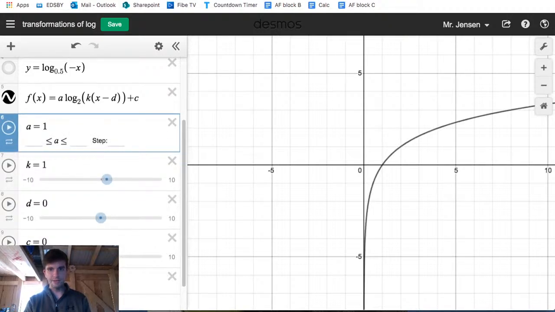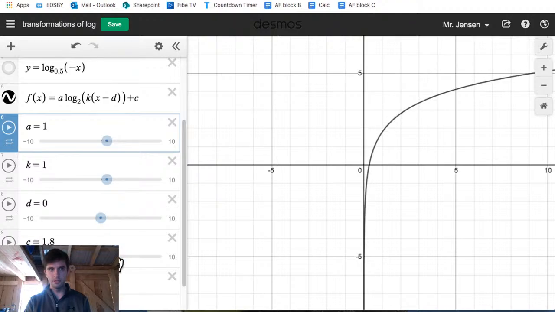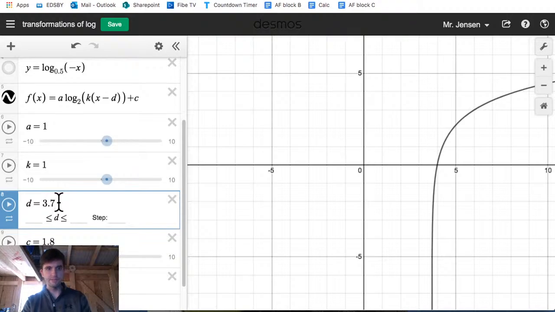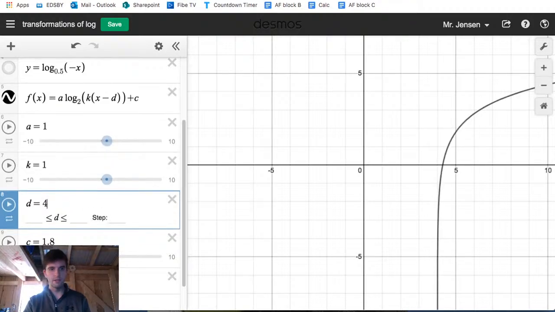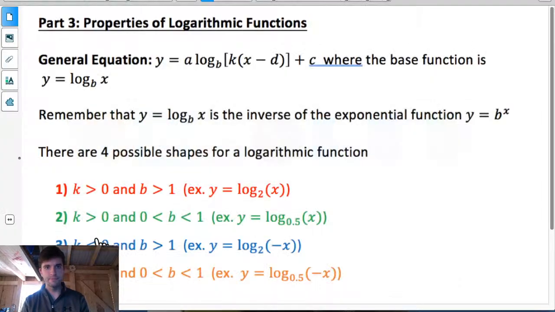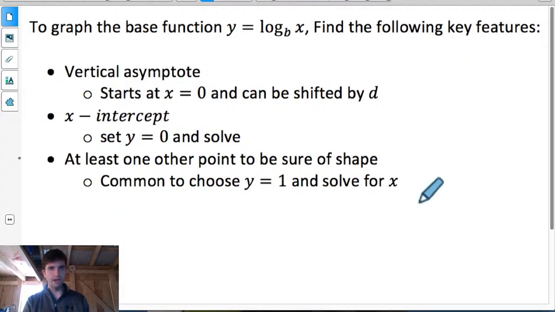Shifting up and down is not going to change where the asymptote is. But if we shift it left and right, that will change where the asymptote is. Notice if I make the d value 4, the vertical asymptote is now at x equals 4. So the d value tells us where the asymptote is for a logarithmic function. Let's make a note of that. When we're graphing a logarithmic function, it doesn't have a horizontal asymptote, it has a vertical asymptote that is shifted by the value of d. So our vertical asymptote is always at x equals whatever the d value is.